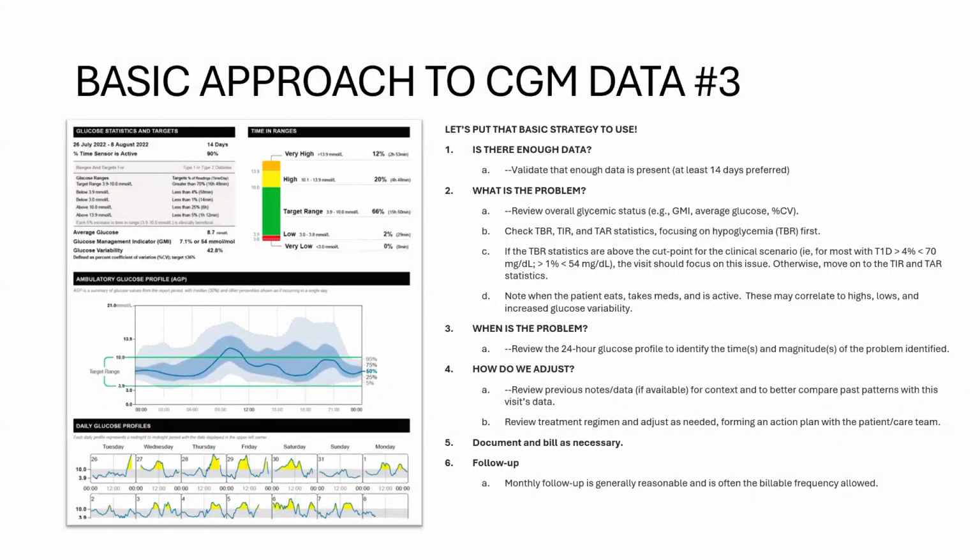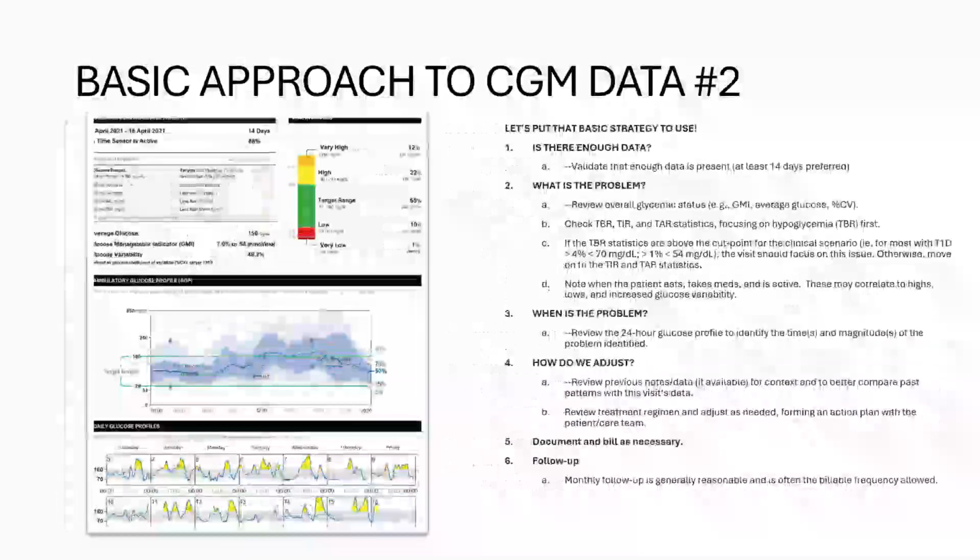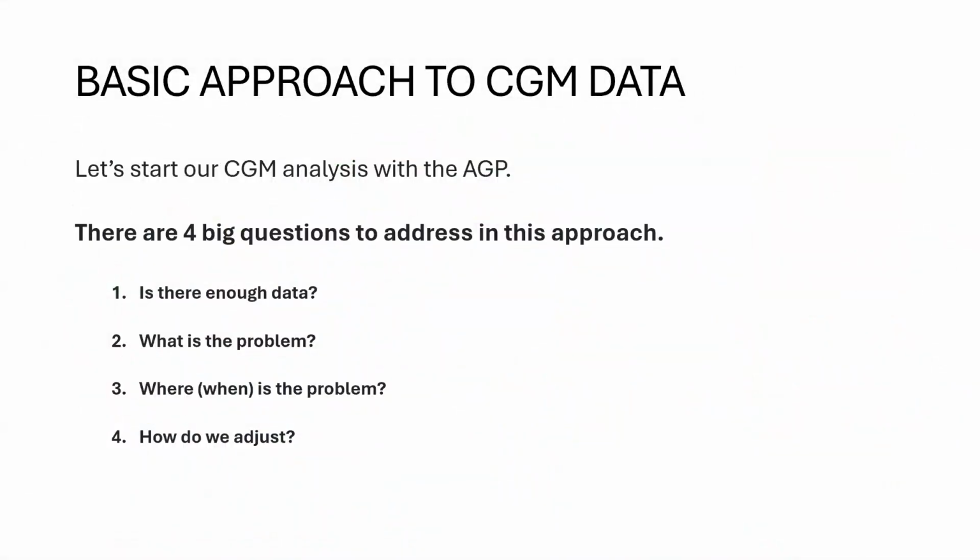So for me, before I go into the next section, I am just going to pause. I'm going to do a little recap here. I know we have the chat option to go and talk about and discuss this a little bit more. But again, this is not a very difficult stepwise approach. Do we have enough data? What is the problem? So are we talking about, is this an issue of we have a lot of hypoglycemia? Do we have a lot of hyperglycemia? When is that problem actually occurring?